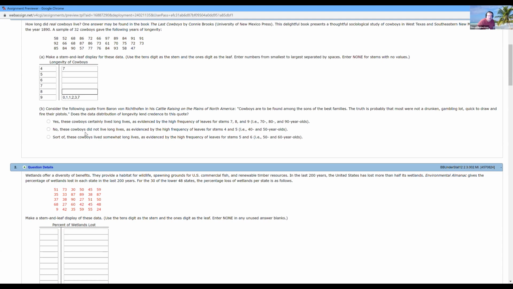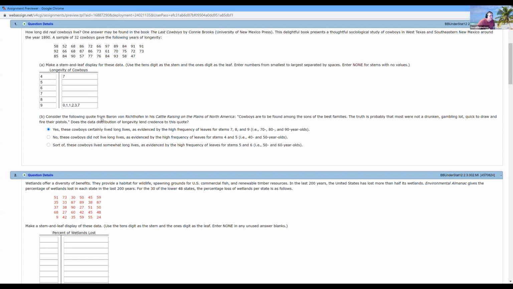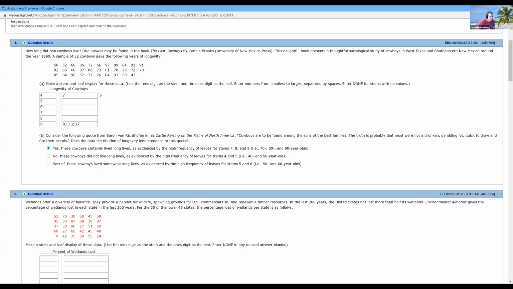And they even go in and tell you, call it good. So that's the type of question that you're going to get in the homework about stem and leaf. Do you see it's create a stem and leaf and then maybe answer a little question or two about it?